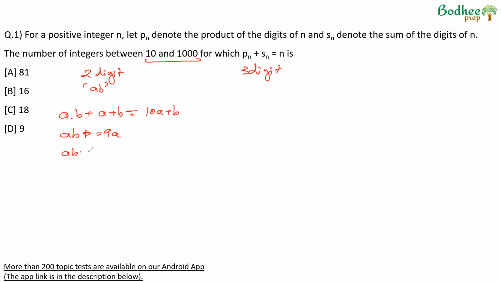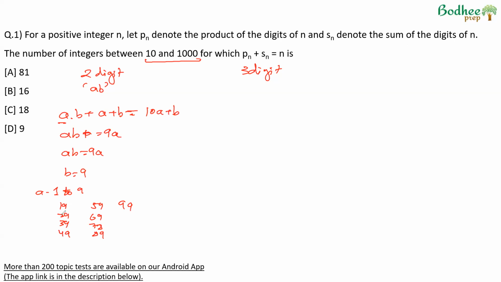So basically AB is equal to 9A, and A cancelled because A cannot be 0, it is a 2-digit number, so B is equal to 9. Once you put B is equal to 9, A can take any value, from 1 to 9 basically. So the numbers could be 19, 29, 39, 49, 59, 69, 79, 89, 99.